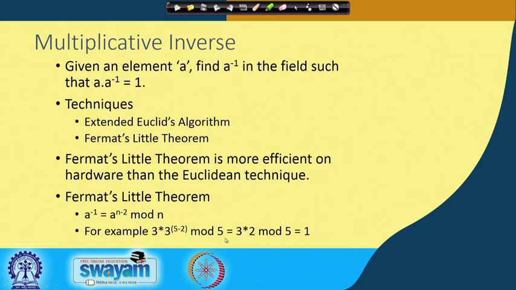Then you can easily see that 3 to the power of 5 minus 2 modulo 5 should be its inverse. You can check that this turns out to be 2, and therefore if I multiply 3 with 2, I get 6, which modulo 5 is 1. So, 2 is indeed the multiplicative inverse of 3 modulo 5.